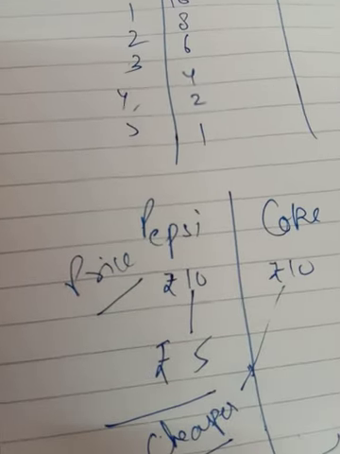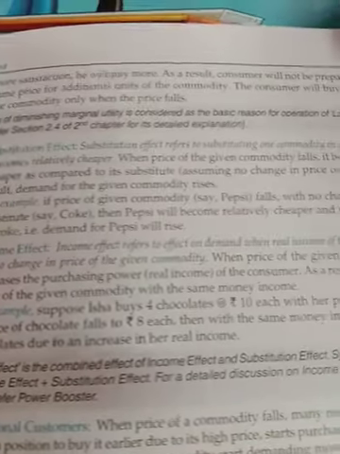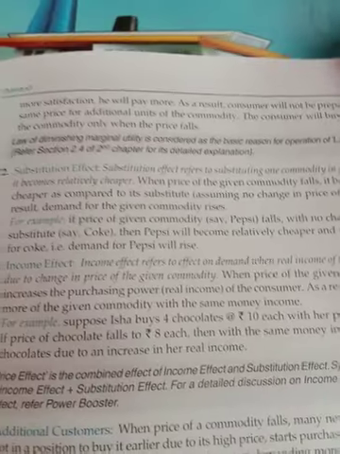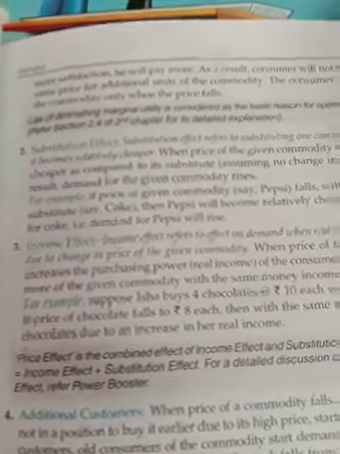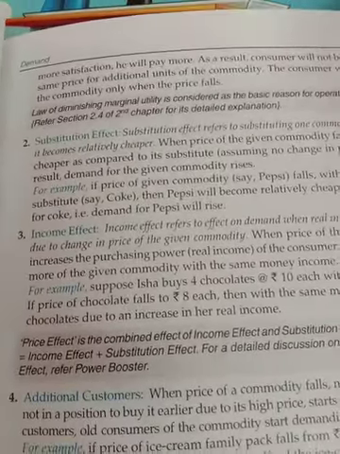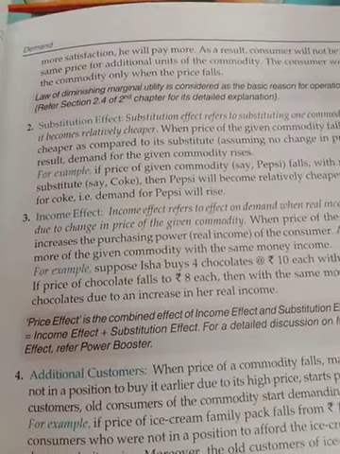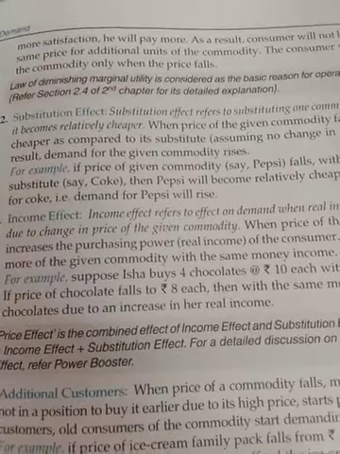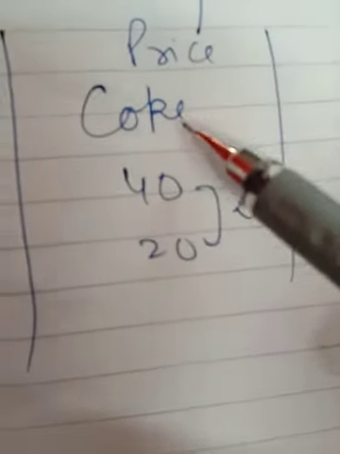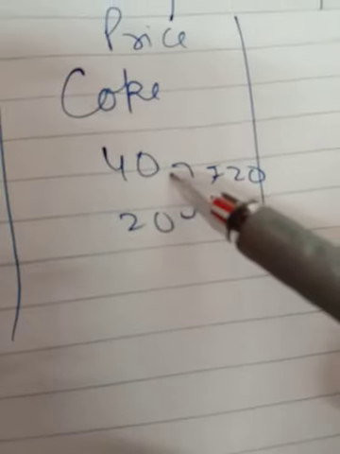Fine. Now what is the income effect? Income effect is basically the effect on demand when real income changes. So what is real income? Real income is basically the purchasing power, the purchasing capacity of the consumer. Here we are not considering money income. So if I am talking about the income effect, then I am saying that the price of a product has decreased, like earlier it was 40 rupees and now 20.